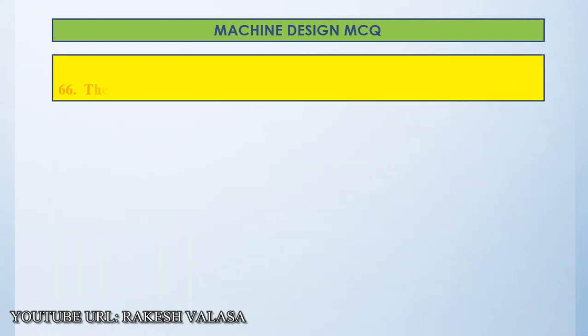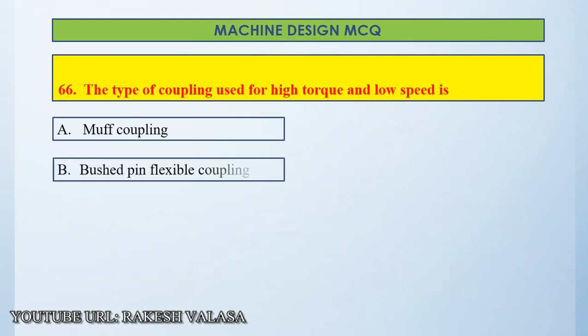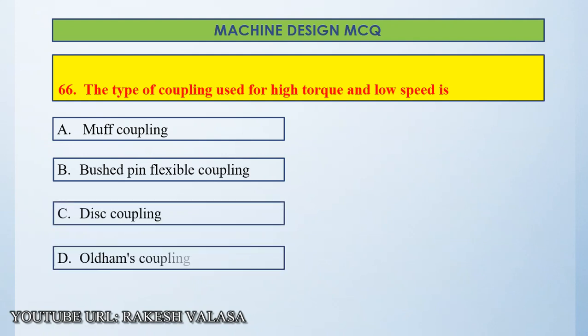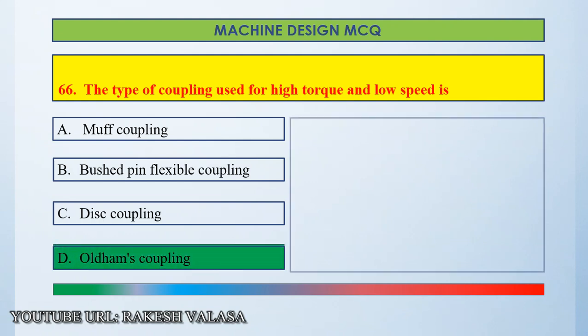Question number 66. The type of coupling used for high torque and low speed is option A muff coupling, option B bushed pin flexible coupling, option C disc coupling, option D Oldham's coupling. The correct answer is option D Oldham's coupling. Let us see the explanation.